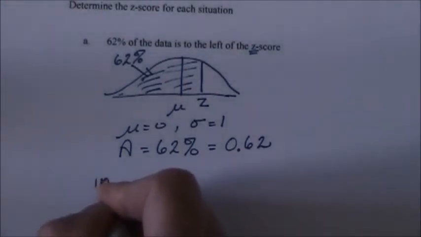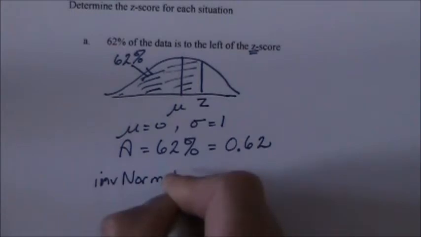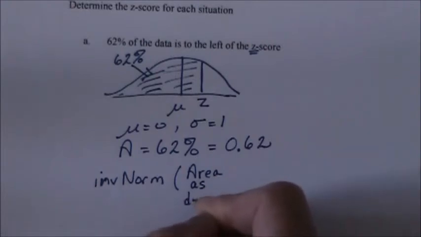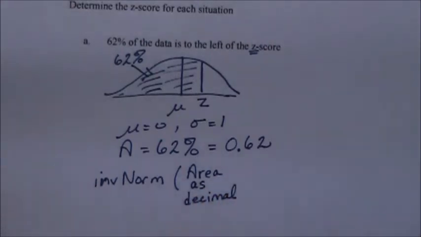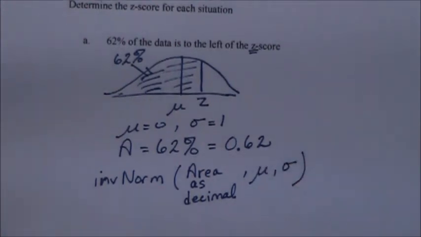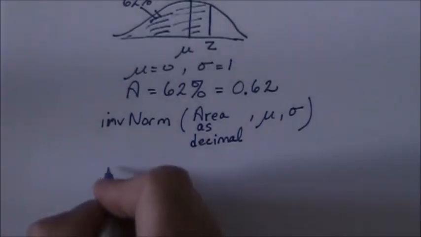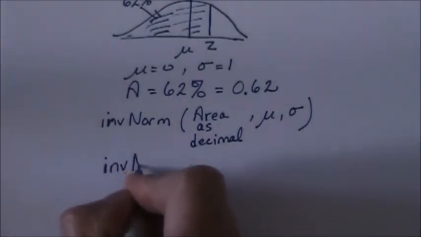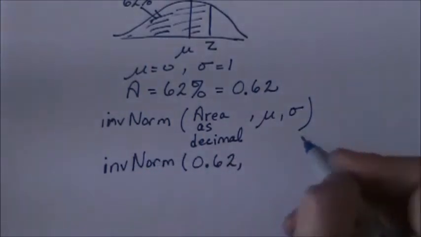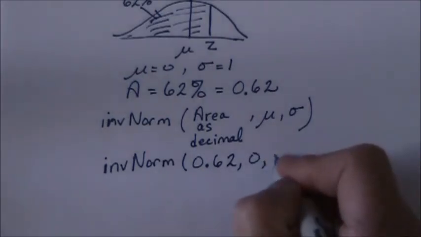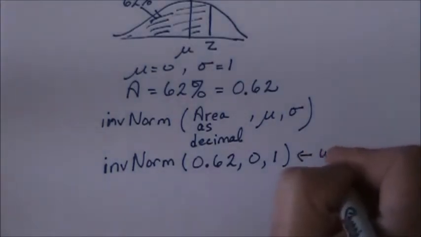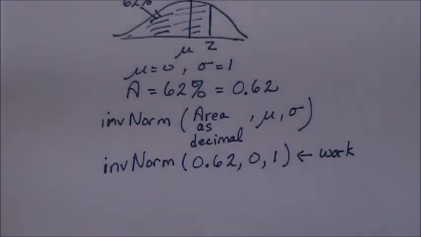Our inverse norm is the area as a decimal, the mean, and then the standard deviation. So if we go to do it for this question, we're looking at inverse norm. Area is 0.62. Mean is 0. Standard deviation is 1. And now at this point, just like in our normal CDF, this is our work. So this is the stuff that you do need to show as your work.